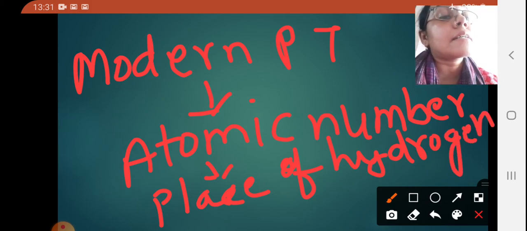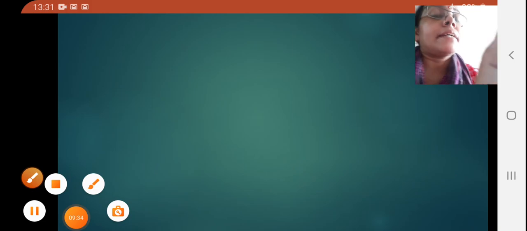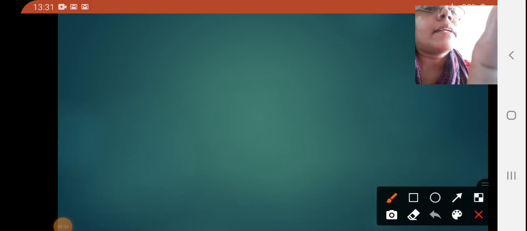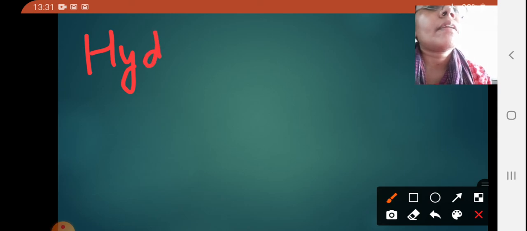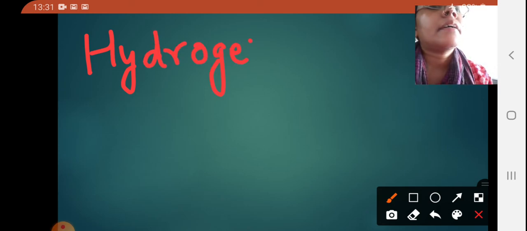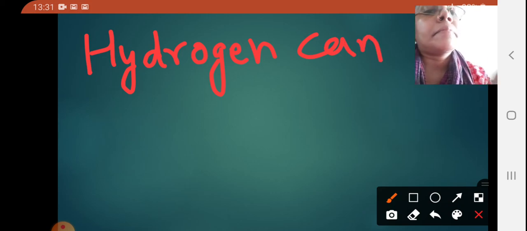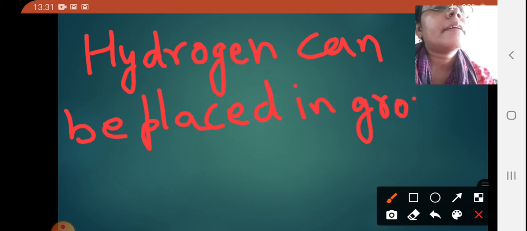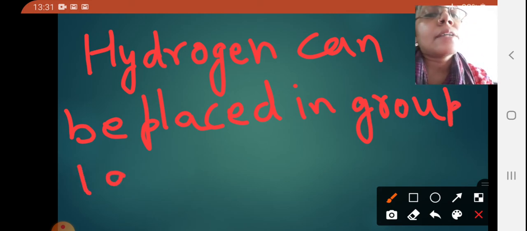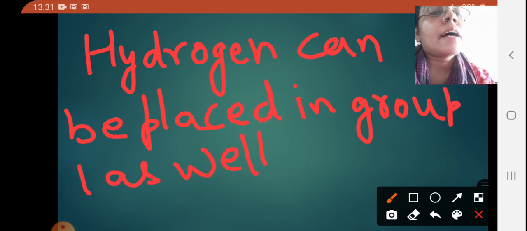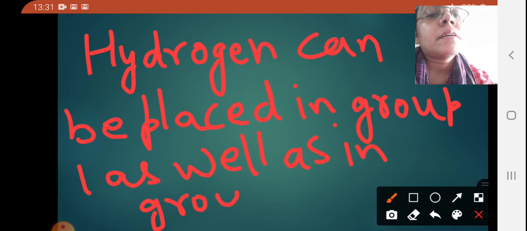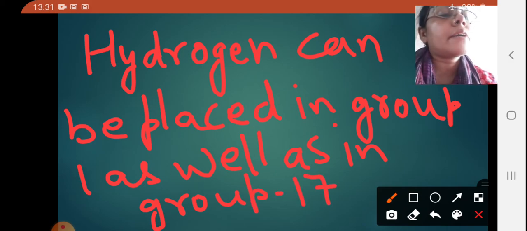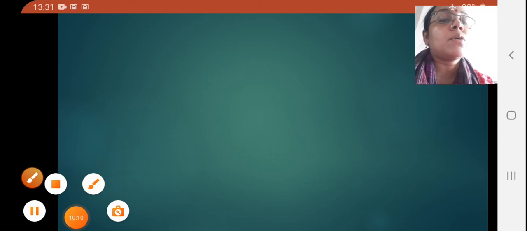It is still uncertain where hydrogen should be placed. One more point I will give you: hydrogen can be placed in group 1 as well as in group 17. So this is the drawback of the modern periodic table also.